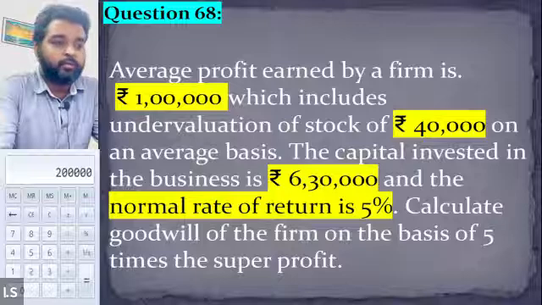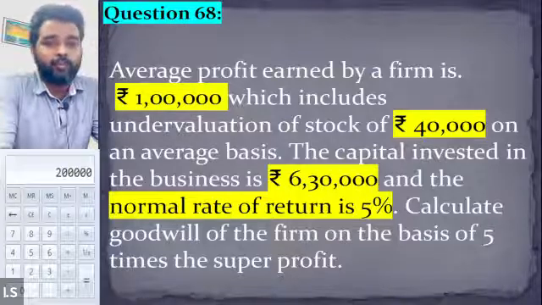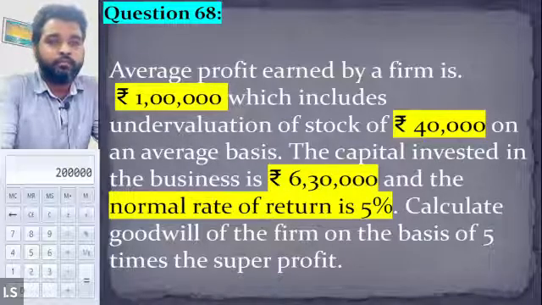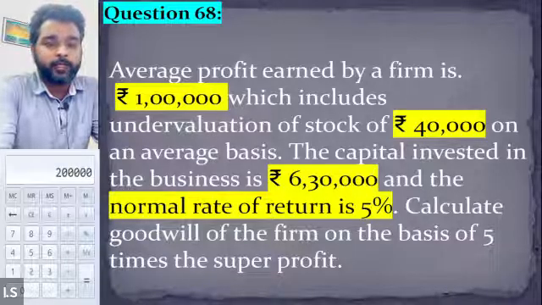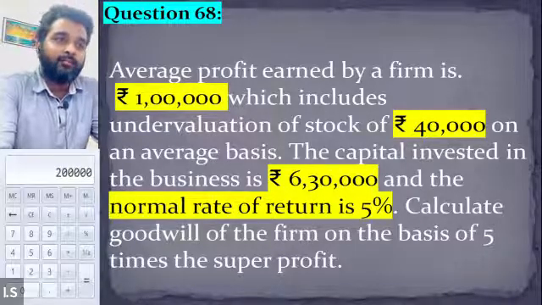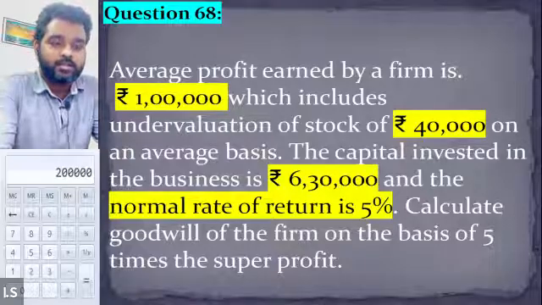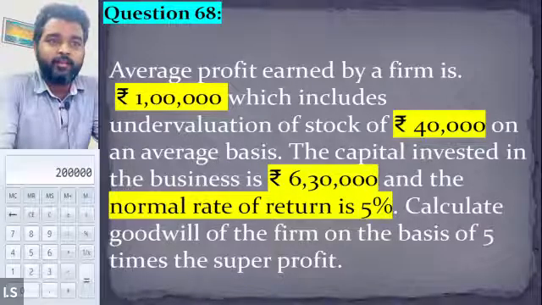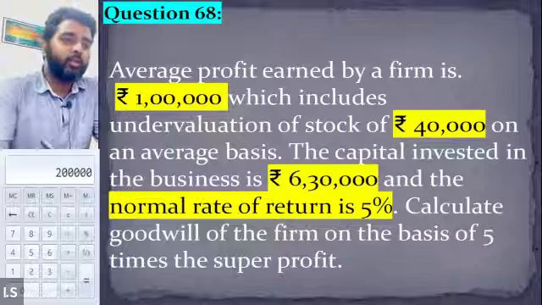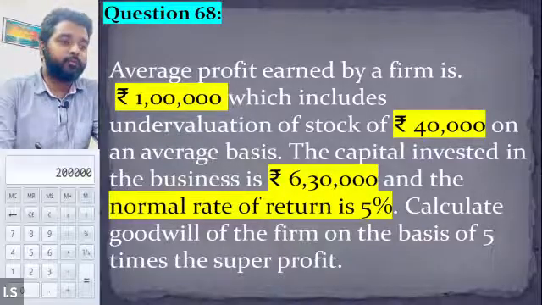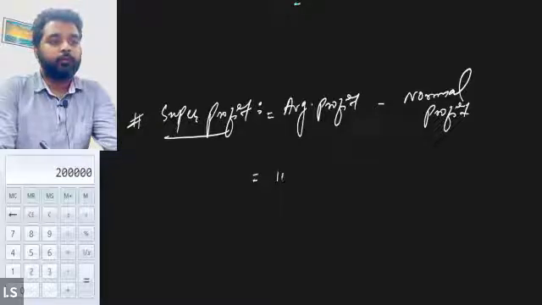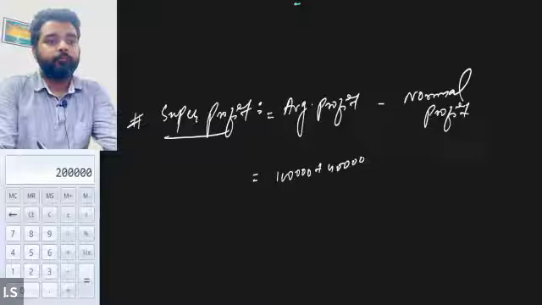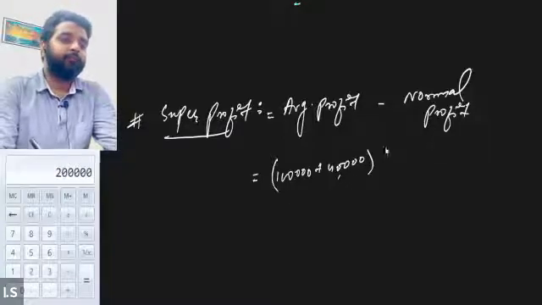But you have to think like this: if there is no undervaluation, then the profit must have been 40,000 more than the 1 lakh. 1 lakh is after the undervaluation of stock of 40,000. So we can say profit is reduced by 40,000 because of the undervaluation. So to find out the actual average profit, what do we do? We will simply add this 40,000 to correct the average profit.